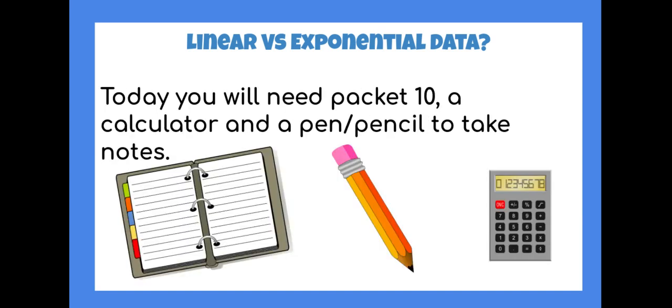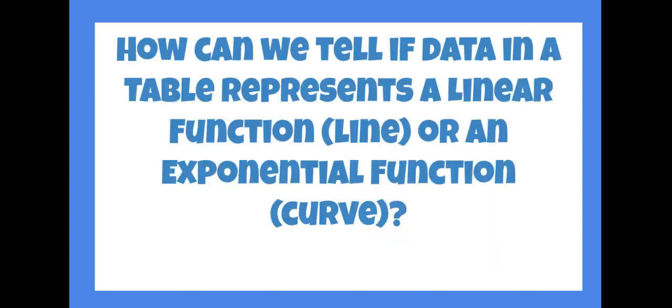So before we get started, I need you guys to take out packet 10, a calculator and a pen or pencil to take notes, which is really important, and your calculator is extremely important. You can't do the packet or the lesson without it. If you don't have packet 10, then you're going to need paper to take notes down. This is a very big note-taking, not an observation type of lesson like we've been going over, so make sure you have paper as well.